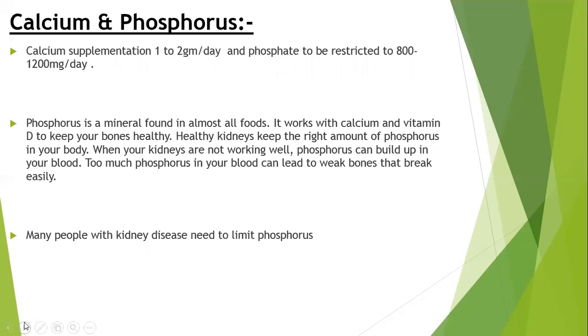can build up in your blood. Too much phosphorus in your blood can lead to weak bones that break easily. So many people with kidney disease need to limit phosphorus intake. In dietary management, in many patients, we always try to decrease the dietary phosphorus level, because phosphorus is a mineral found in a lot of foods.